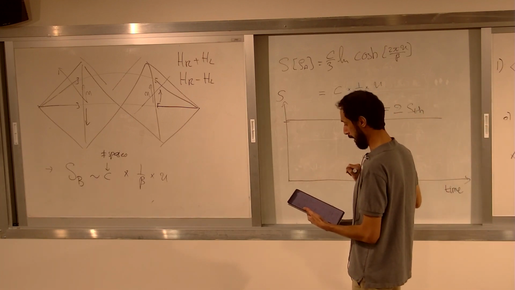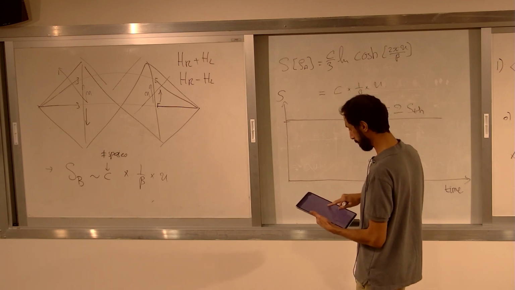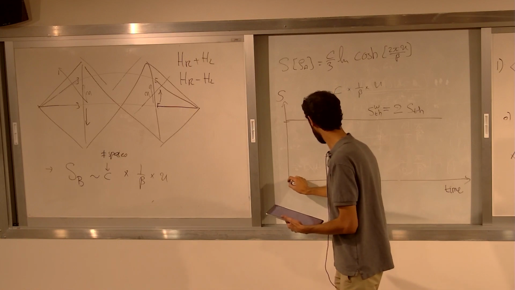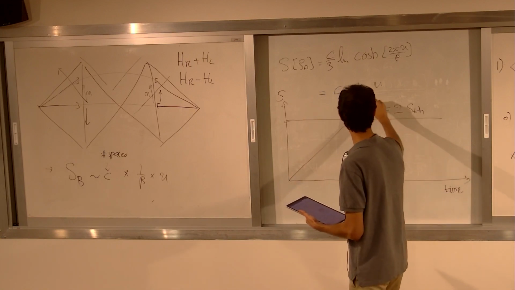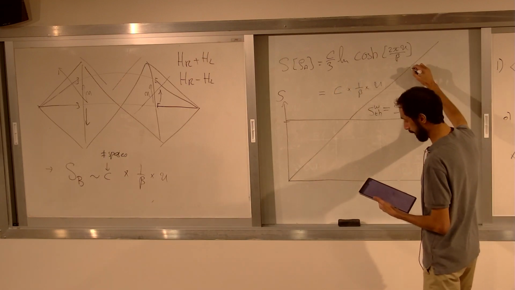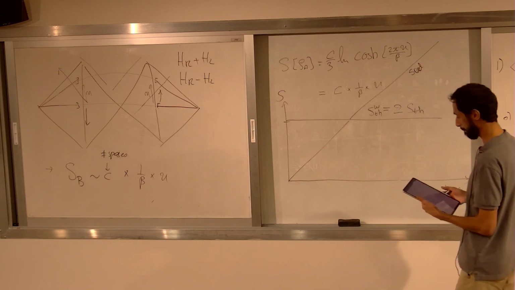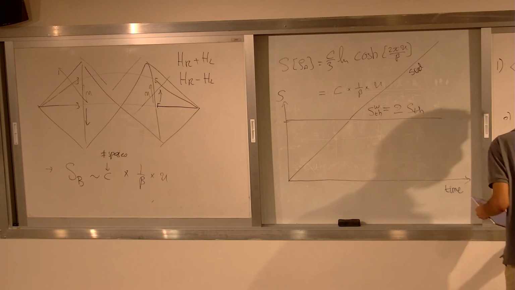Now, the answer that we got before for the von Neumann entropy just increases for all time. So this is S of the radiation. Now let's try to make sense of this answer.